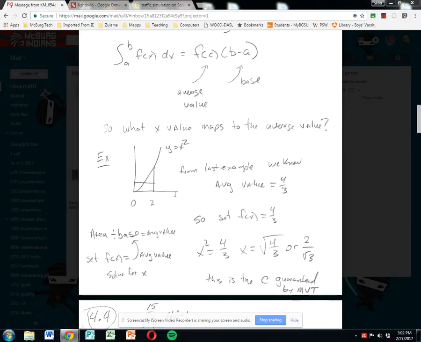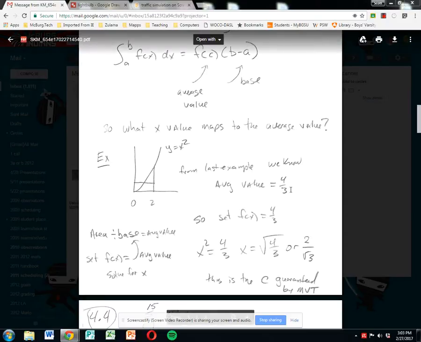So the steps would look something like this. If you said find the c value in the interval from 0 to 2 such that f of c maps to that height, the first thing we would do is find the area. After we find the area, we divide by the base, which is division by 2, which gives us this average value, which is 4 thirds.